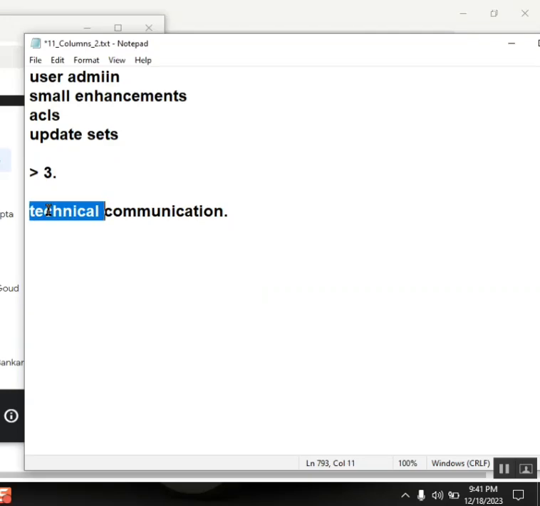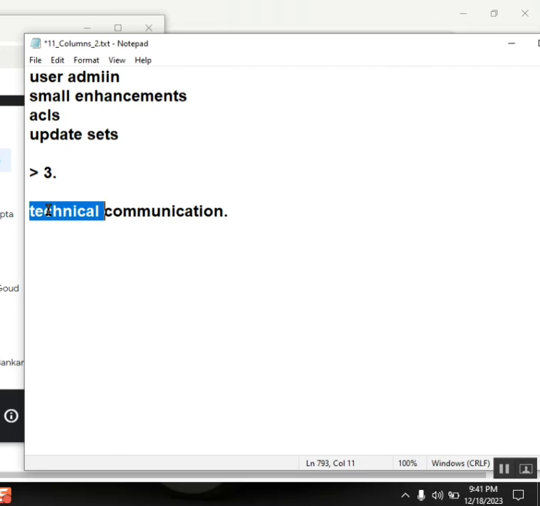What is the meaning of technical communication, sir? Anyone can tell me what is the meaning of technical communication here? Subject knowledge. Speaking the subject. Knowledge is different. If you can't speak, your knowledge is waste in interviews. Is that correct statement? Yes, sir. So speaking the subject is technical communication.